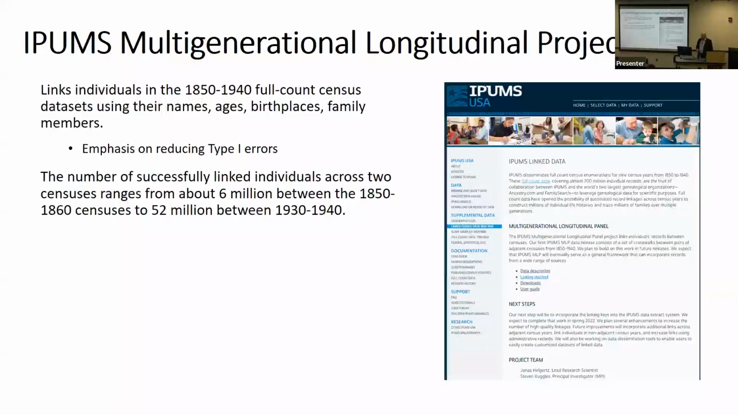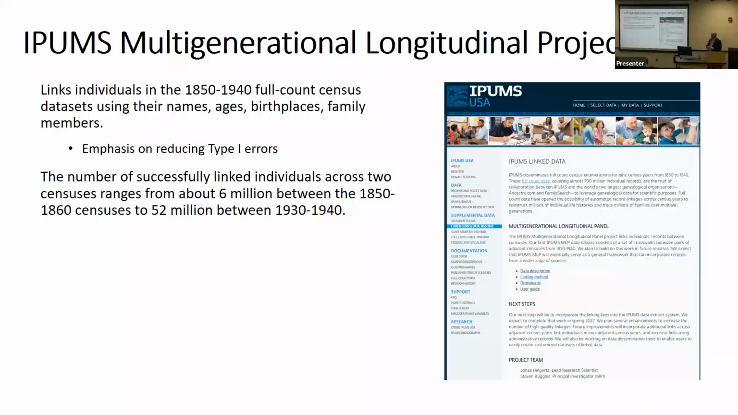Enter the IPUMS Multigenerational Longitudinal Project, the MLP data set. This data set, which a number of people in this room have been associated with producing over the last five or more years, links individuals in the full count census data sets across census years, so you can follow them across time. It links them using their names and things that don't change about them, like their place of birth and approximate year of birth. So someone that's 10 in one census should be about 20 years old in the next and 30 in the next.